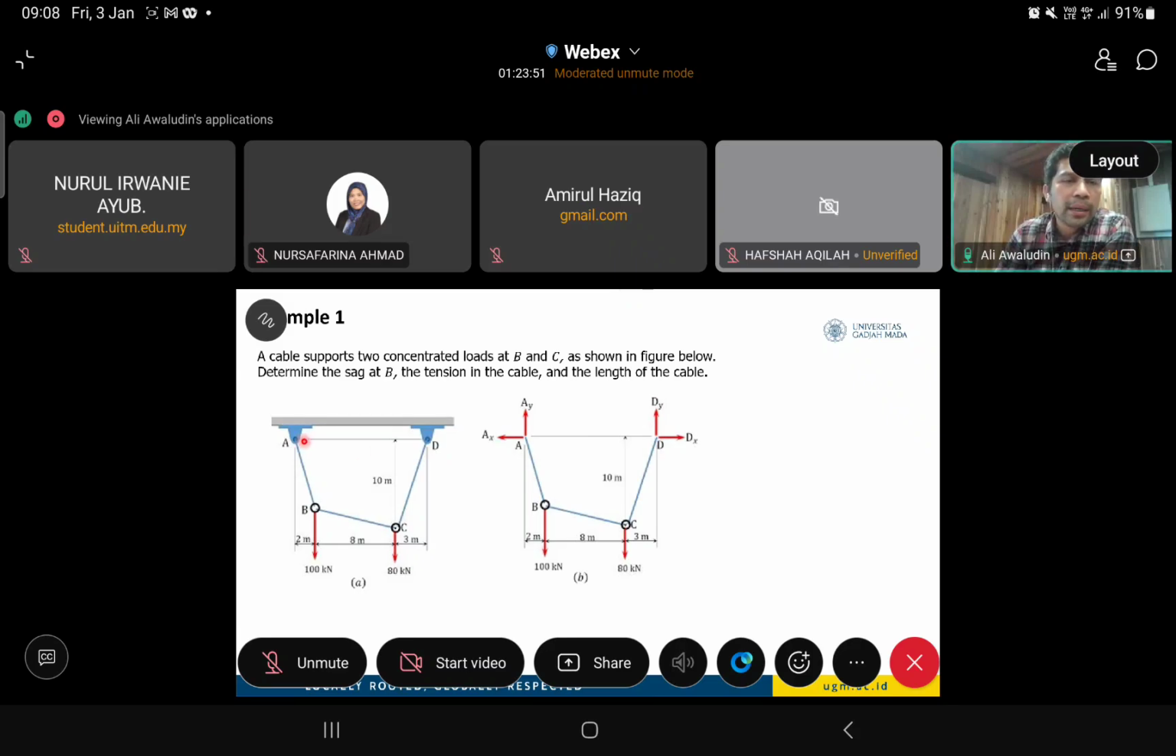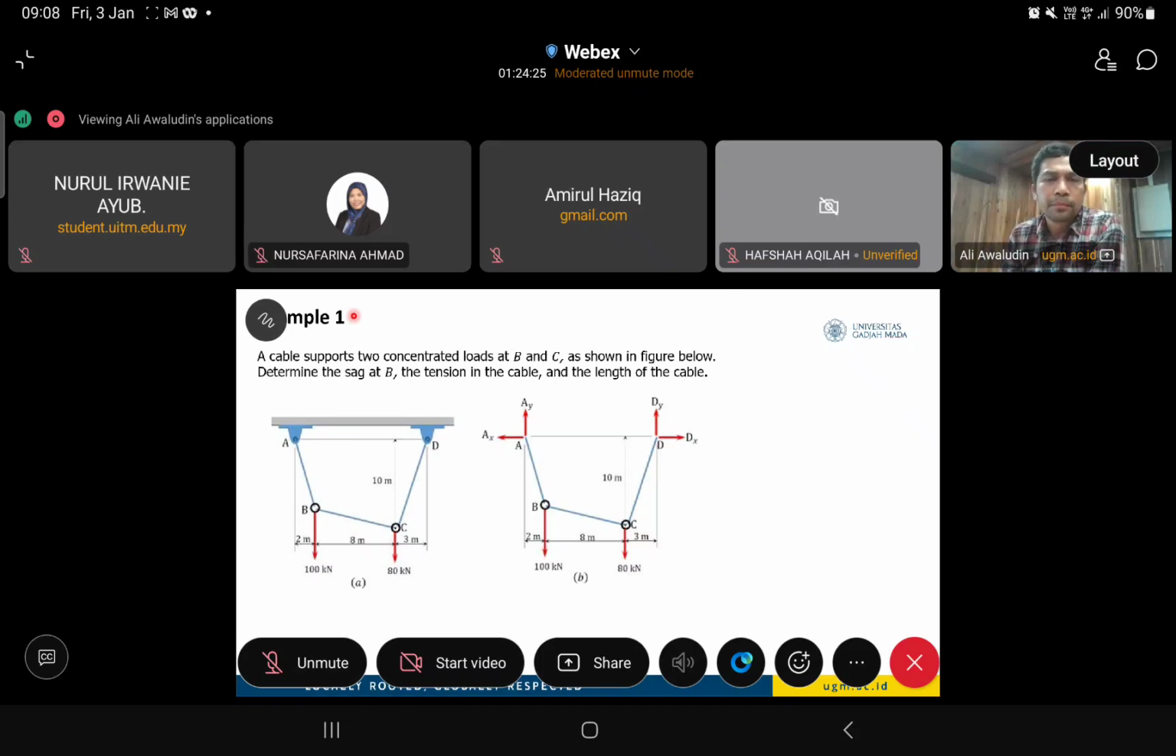So here the question is about the vertical length of B with respect to the line crossing A to D. We will find this out later on. Let's draw the equilibrium equations, I mean the forces. A and D are the reaction supports. For A, we have two forces, AX and AY. And from D, we have DX and DY.